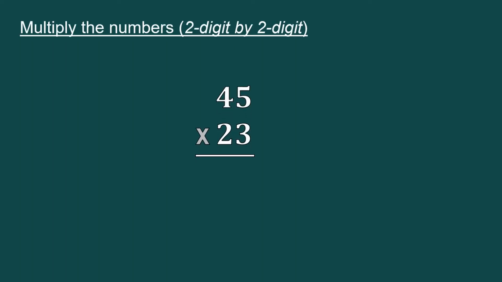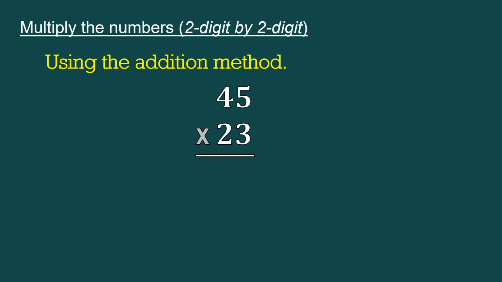Let's have another example. 45 times 23 using the addition method. We get the expanded form of any of the 2-digit factors. In this example, I have chosen to get the expanded form of 23 because I find it easy to multiply 45 with any number. The expanded form of 23 is 20 plus 3.